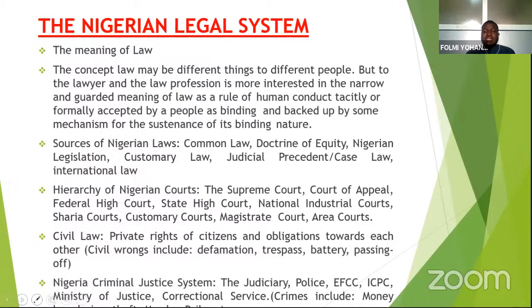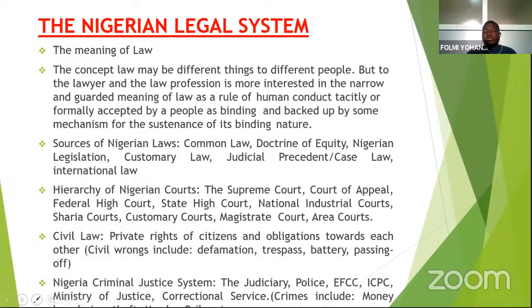Then we have the legislative arm of government. Then we have the judiciary, which also plays a major part. Then what are the sources of these Nigerian laws? These laws do not fall from the sky. We must have gotten them from somewhere. So what are the sources of Nigerian law?